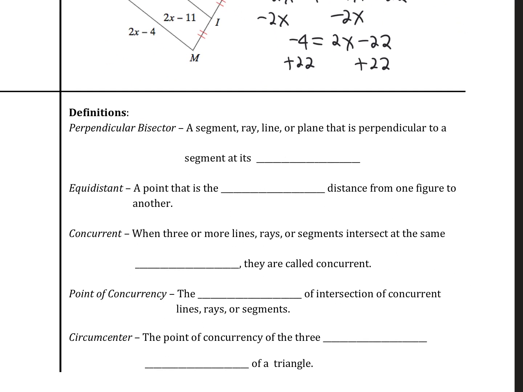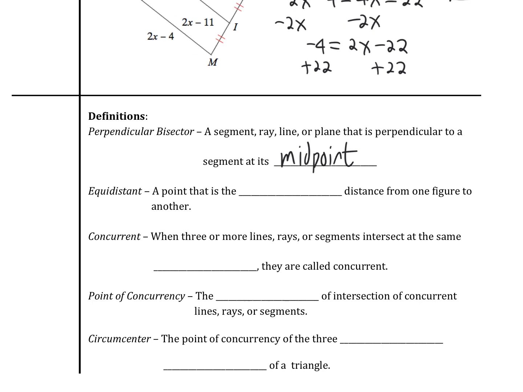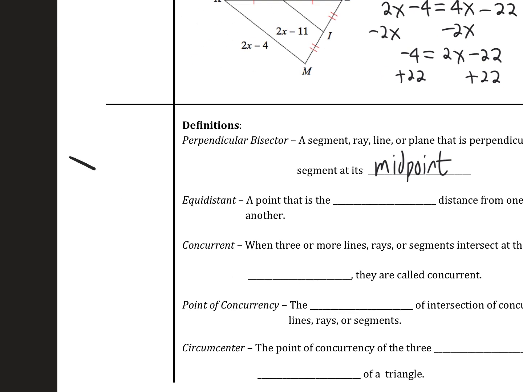Okay, so a perpendicular bisector is a segment, ray, line, or plane that is perpendicular to a segment at its midpoint. At its midpoint. So basically, if I draw a line like this, and we have 3 points here, a perpendicular bisector would be right at the midpoint, which means these are congruent. Like this. These are congruent. And also, there's a ray. This would be a right angle. That's an example of a perpendicular bisector.